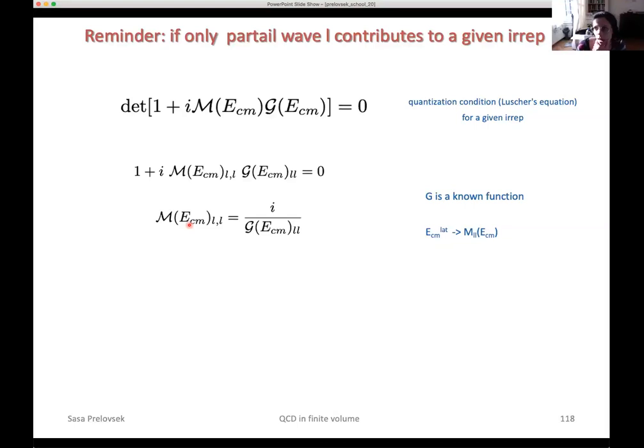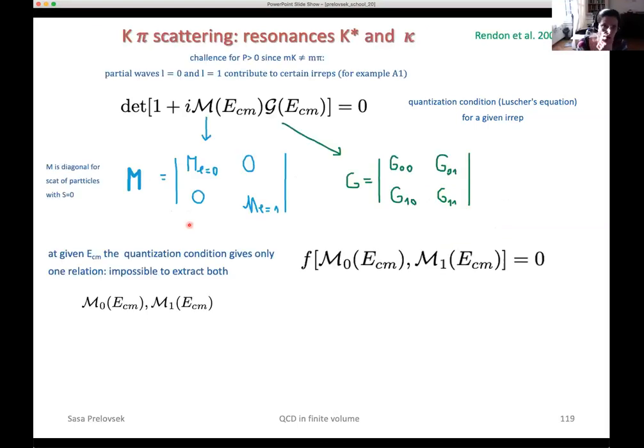Here, the situation is more complicated. In K-pi scattering, since the kaon and pion don't have the same mass, for total momentum bigger than zero you get contributions from even and odd partial waves in a single irreducible representation. So let us discuss how to even tackle this. This is a difficult problem.